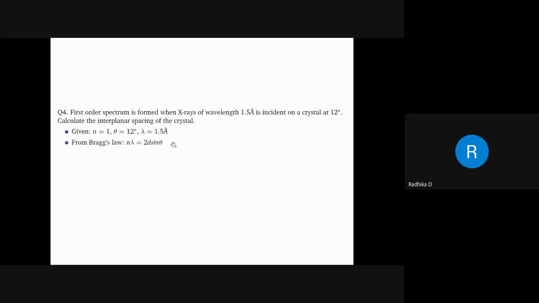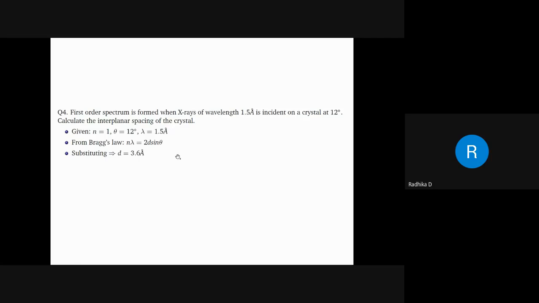So you have Bragg's law. You should write here using Bragg's law, n lambda is equal to 2d sine theta, or the other way, 2d sine theta is equal to n lambda, whichever way you write. Substitute for all, and you will get d. You can do the calculations later, you can just write down the steps. You will get the value of d as 3.6 angstrom.